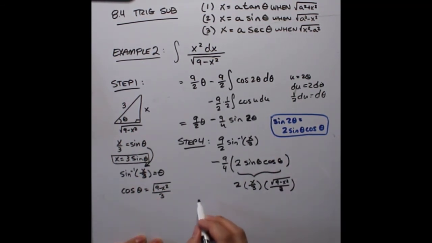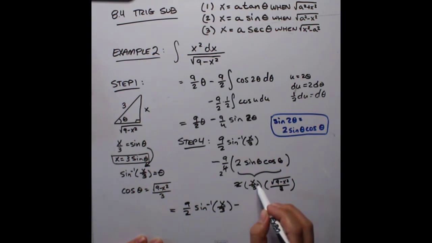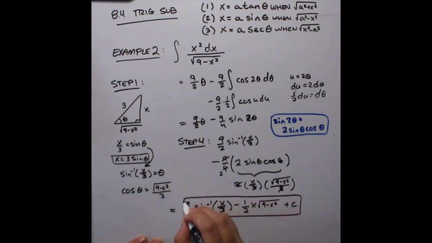And let's make this all look a little bit better for our final answer. 9/2 sine inverse of x over 3. This 2 is going to divide with this 4, so that's minus 9/2 x over 3. Actually, the 3's can divide as well. Let me do this all at once. So this 2 divides with this 4, leaving a 2 on the bottom. And this 9 on top divides with these 3's on the bottom, leaving a 1 on top. So then we have just a 1/2 times x times square root of 9 minus x squared plus c. All right, and that is the answer.